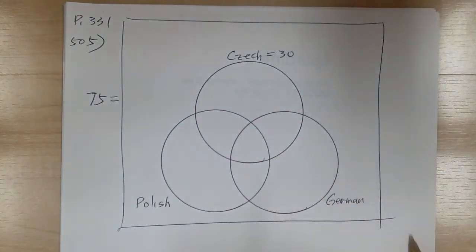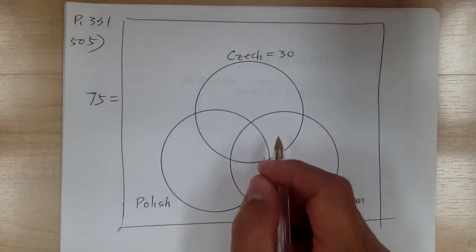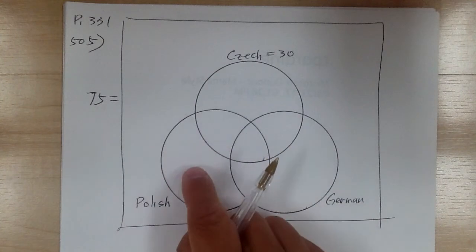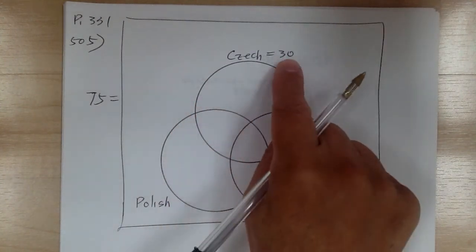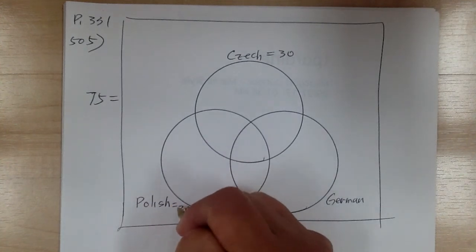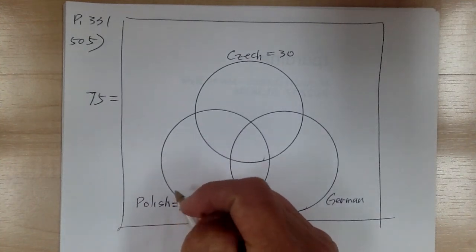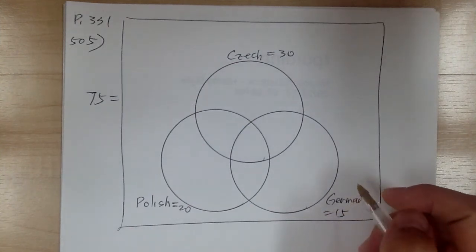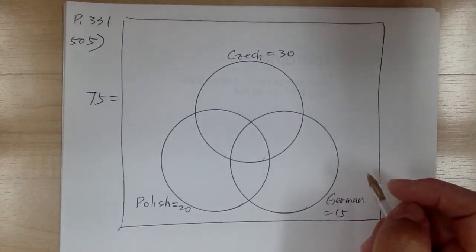Okay. Now normally what you want to do is read the problem from the back and work your way out. But you probably have to read it several times. One going forward, one going backward. So 30 are for Czech, and 20 are studying Polish, and 15 are studying German. Okay, and 11 are studying Czech and Polish. So 11, so I'm going to put an arrow right over here, so that's 11.